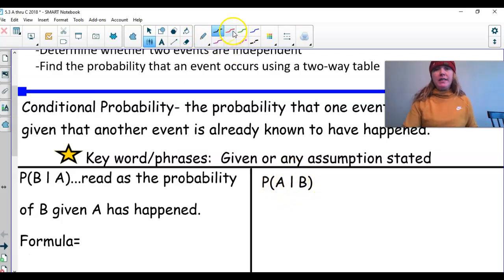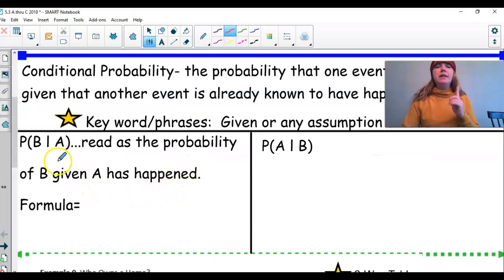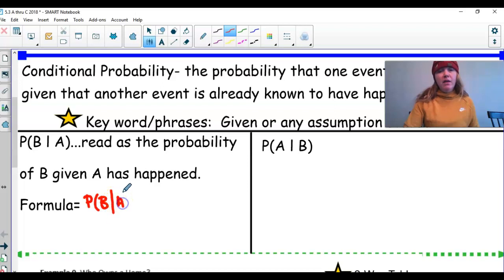Now there's a formula for this, and in my opinion, it's easy to memorize. If you think of this probability of B given A, what you need to do is think about this line here as the fraction bar. And in the denominator, we put the probability of A. And then in the numerator, it's always both. The probability of A and B happening. So the probability of A intersecting B.